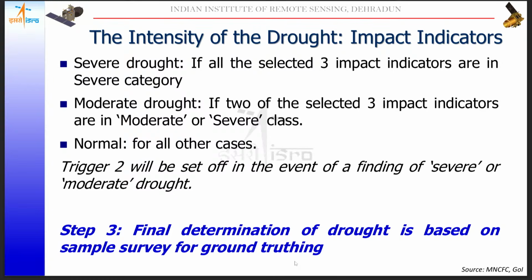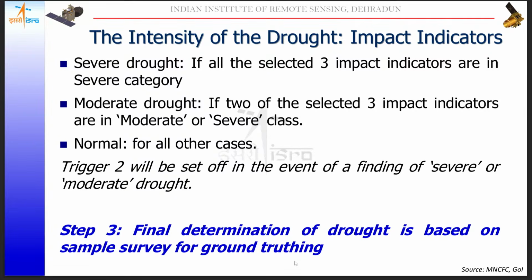So what is the intensity of drought? That is decided based on the impact indicators. Out of all the impact indicators, if the selected 3 impact indicators are in the severe category, only then do we define that severe drought conditions prevail in that particular region or area. If 2 out of any selected 3 impact indicators are in the moderate or severe condition, then it is a situation of moderate drought. If the other conditions are so, then it is a condition of normal.